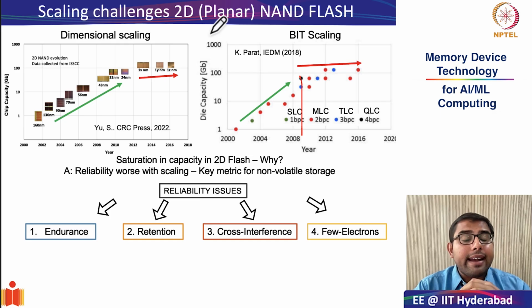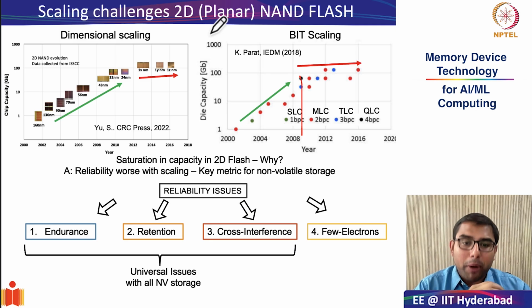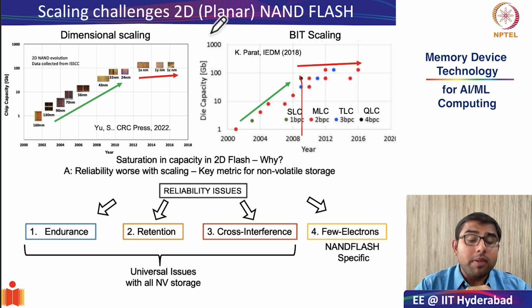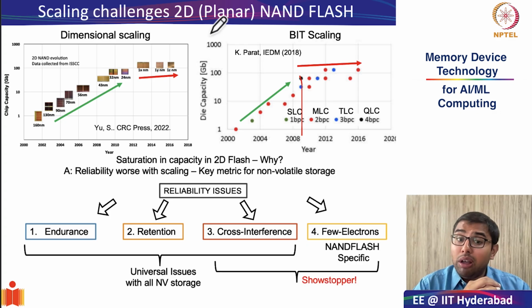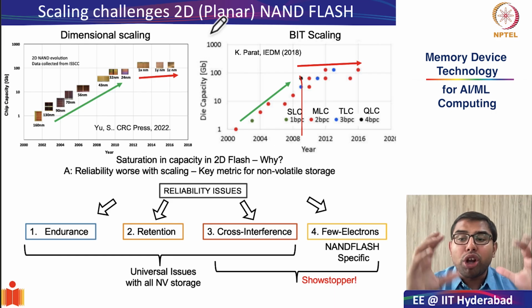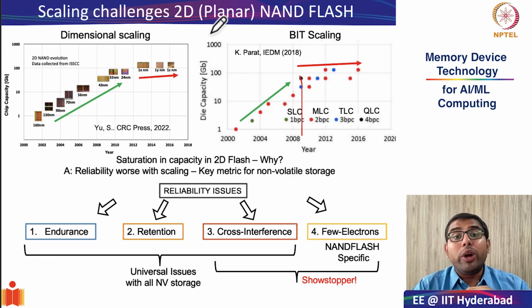Here I have indicated 4 key reliability challenges for 2D NAND flash: endurance, retention, cross interference, and the few electron problem. While the first 3 problems are universal across all non-volatile storage devices, the few electrons problem is particularly NAND flash specific. It is also important to know, as we will see very soon, that the cross interference and few electrons problems are what will be a showstopper when it comes to 2D NAND flash scaling.